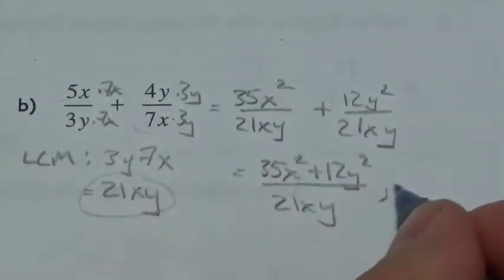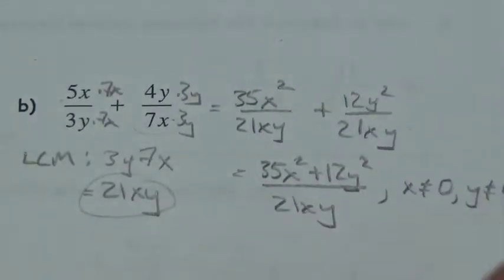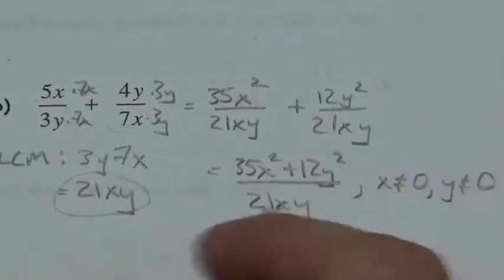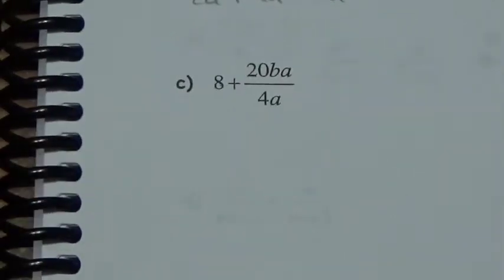I look at my non-permissible values. I know that x cannot be equal to 0, and I can see that y cannot equal 0. Now, I haven't canceled anything, so those are restrictions that I see at the very end anyway. All right, this one right here.